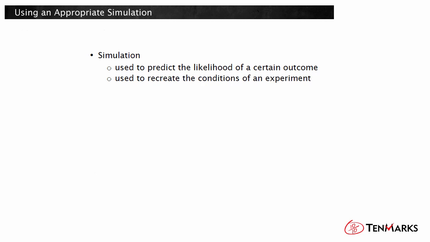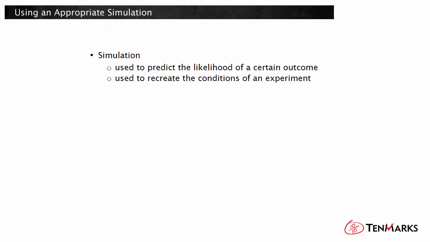In this video, you'll learn how to use an appropriate simulation to help decide if results are valid. But first, let's discuss simulations. A simulation is used to predict the likelihood of a certain outcome. You can also use a simulation to help determine whether the results of a study are valid.